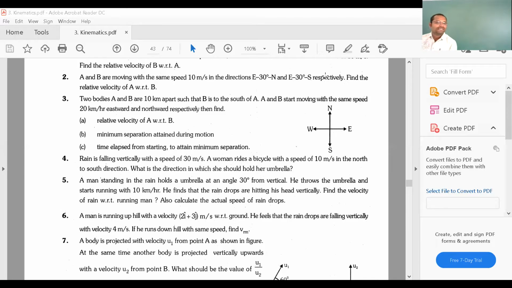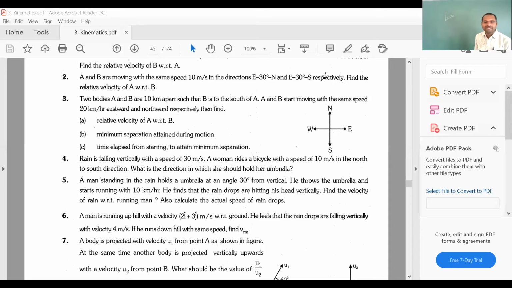Question number 5, see. A man standing in the rain holds her umbrella at an angle of 30 degrees with the vertical. Okay, so this is the vertical. The man is standing here. He is holding his umbrella at an angle of 30 degrees with the vertical. Yes, this is 30 degrees. Clear?